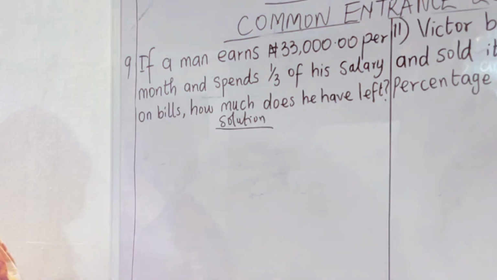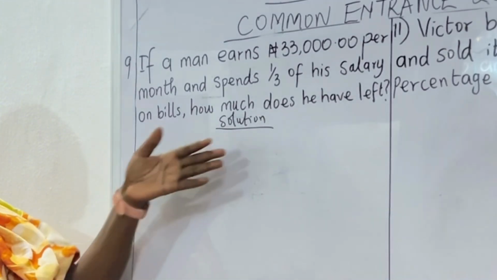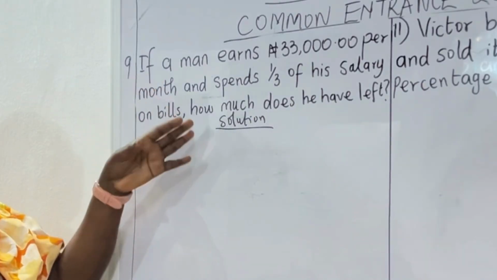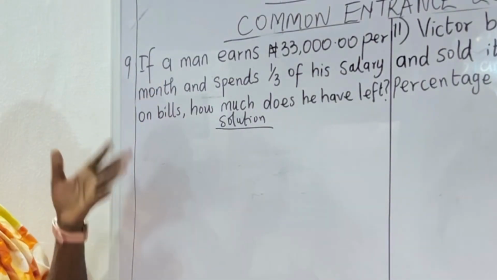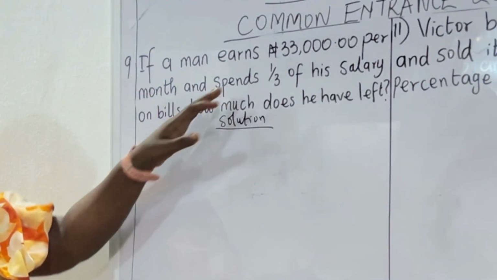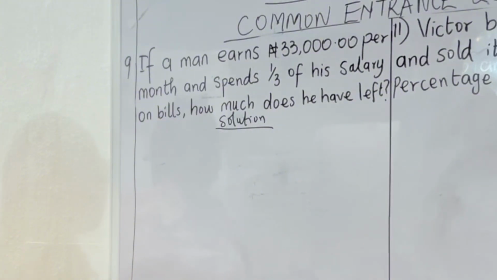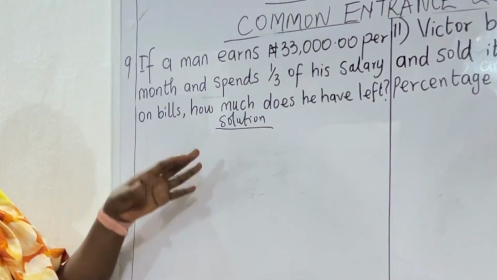Question 9. If a man earns 33,000 naira per month and spends 1/3 of his salary on bills, how much does he have left? This is a very common question in the common entrance exam. How much does he have left? That's the remainder. Bills can be anything, NEPA bill, house rent, or whatever it is. So he spends 1/3 of his salary on bills. How much does he have left?